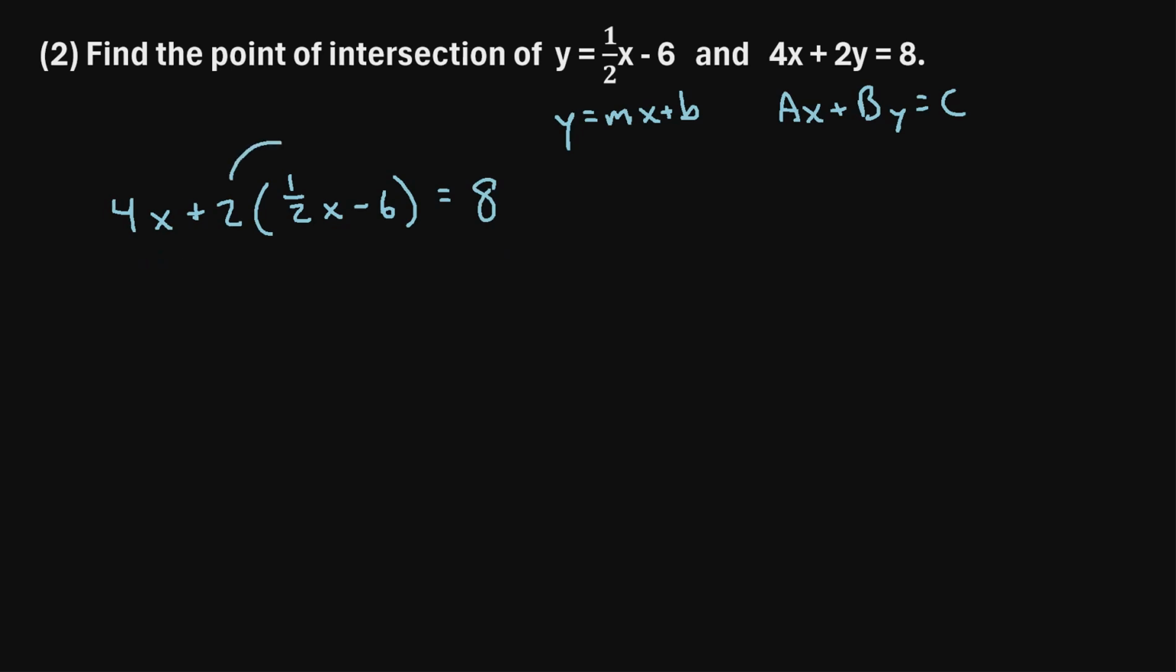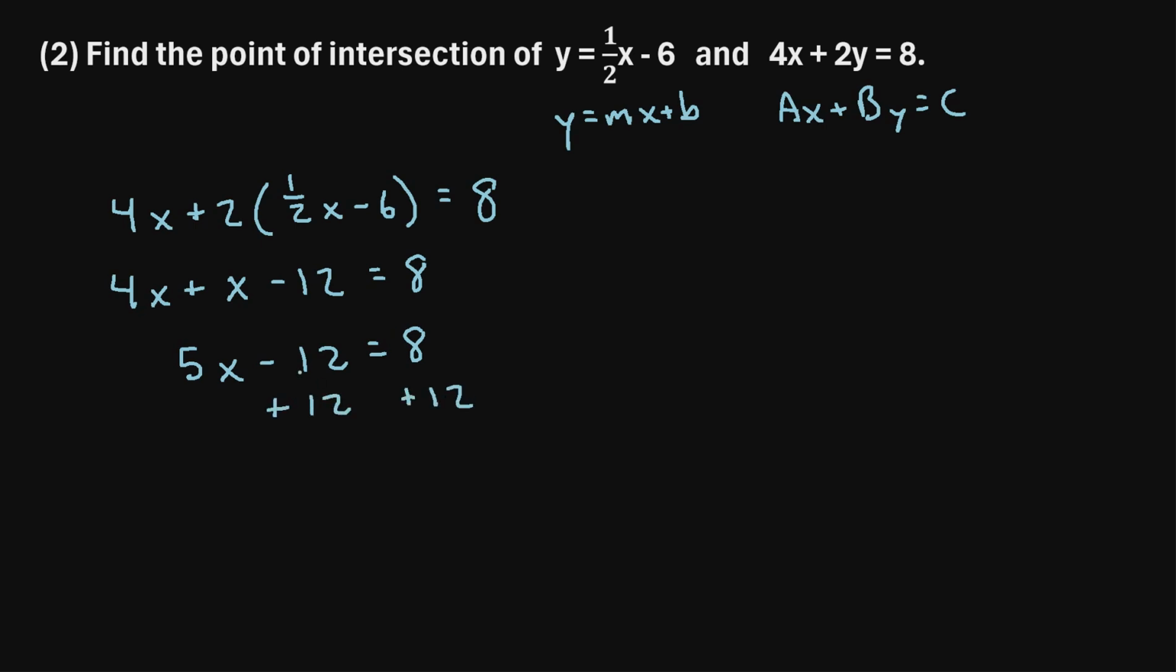So the way to do that is let's start by distributing this 2 into these parentheses. So we'll get 4x plus 2 times 1/2, that's just 1, so 1x, or just x. And then we have 2 times negative 6, that's negative 12, is equal to 8. So we can combine these like terms, 4x plus x, that's 5x, minus 12 is equal to 8. We can then add a 12 to each side. So these 12's cancel out. We're left with 5x is equal to 8 plus 12 is 20.